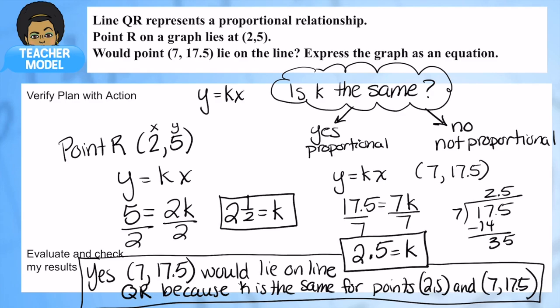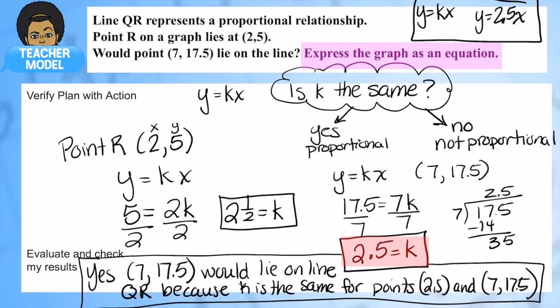I need to put down my equation. So I'm going to go back up here. We know that k is equal to 2.5. So I'm going to write my equation. y is equal to 2.5x. There's my equation. So we know what k is equal to. We just solved it. So y is equal to 2 and 5/10 x. So there we have it.